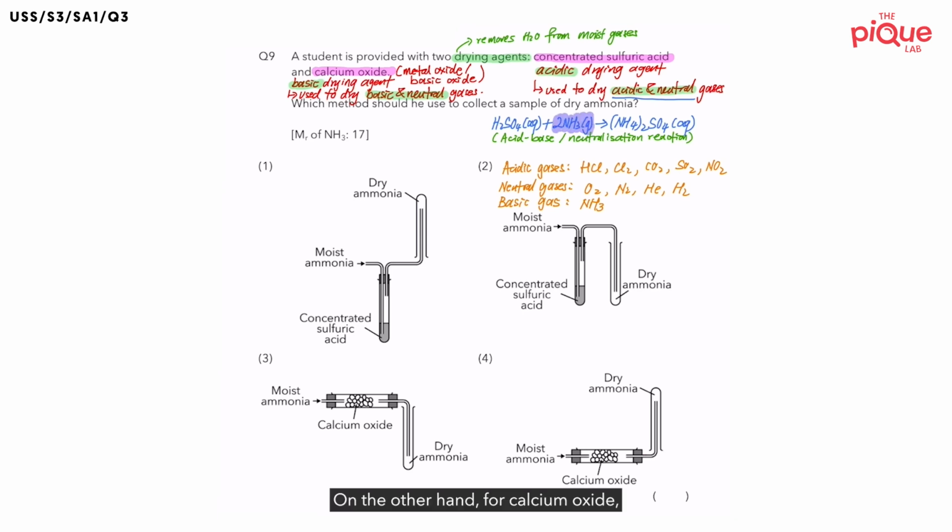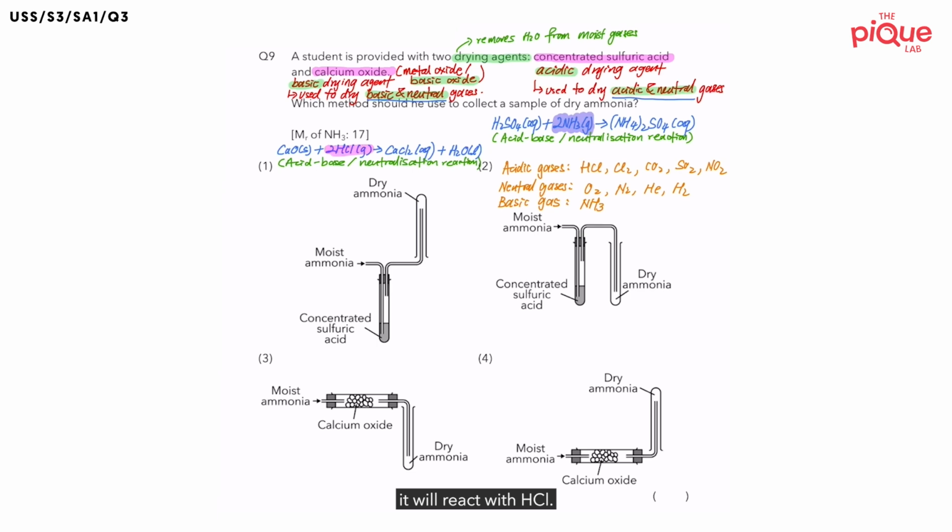On the other hand, for calcium oxide, we know that it is used to dry basic and neutral gases. What do you think will happen if we were to use calcium oxide to dry acidic gases like HCl? Being a type of basic oxide, calcium oxide can react with HCl, and this generates a salt and water via an acid-base reaction, also known as a neutralization reaction. Hence, as you would expect, it will react with HCl.